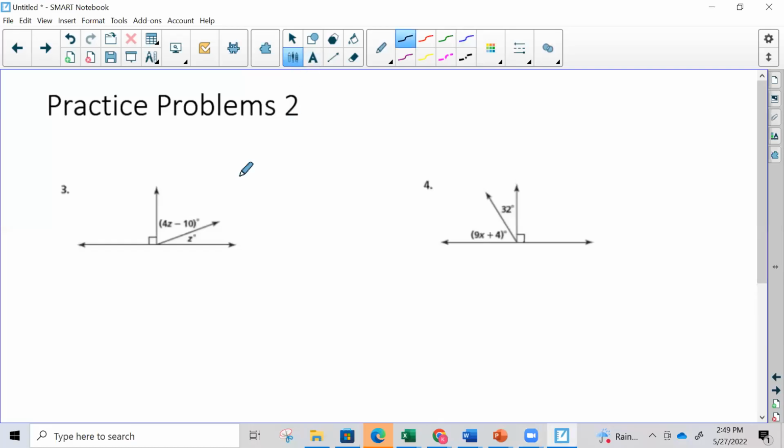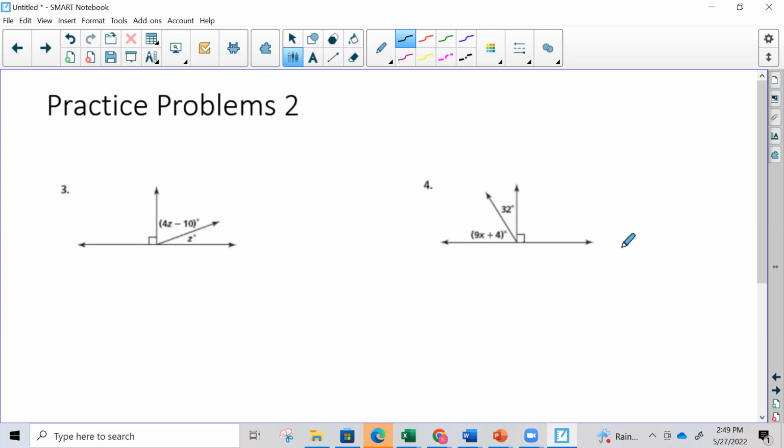Okay, so here's another few examples with algebra. I have these three angles that form the straight angle. I want to find the measure of z. I know that this angle here is defined by the expression 4z minus 10, and this angle here is defined by the expression z.